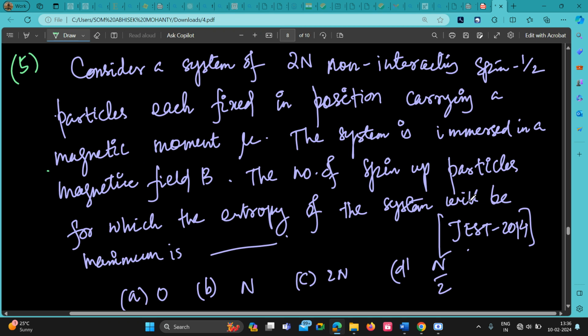System of 2n non-interacting spin-up particles, each fixed in position, carrying a magnetic moment mu. The system is immersed in a magnetic field B. The number of spin-up particles for which the entropy of the system will be maximum.